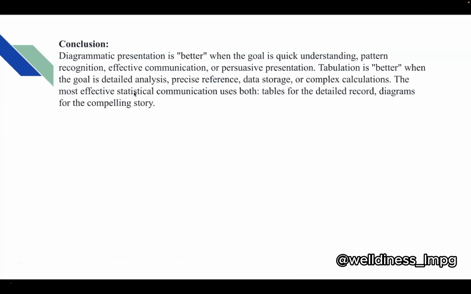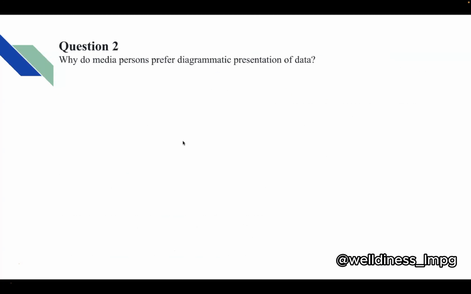Tabulation is better when the goal is detailed analysis, precise reference, data storage, or complex calculations. The most effective statistical communication uses both. That's tables for detailed record and diagrams for a compelling story. So let's look at our next question.